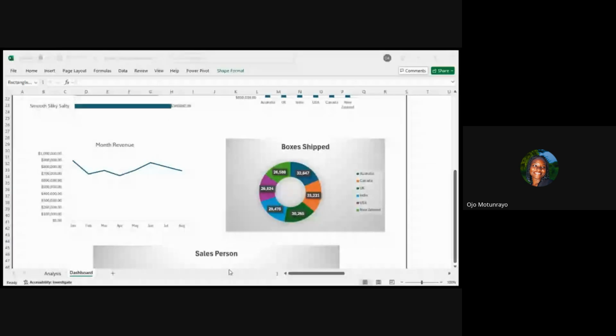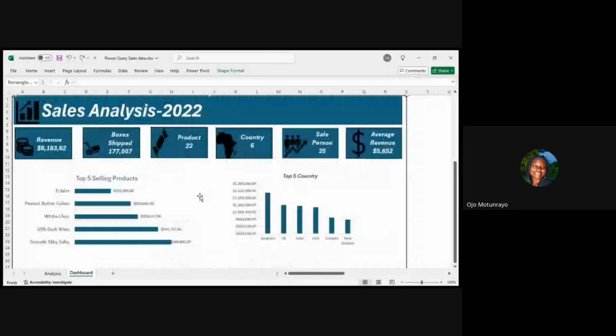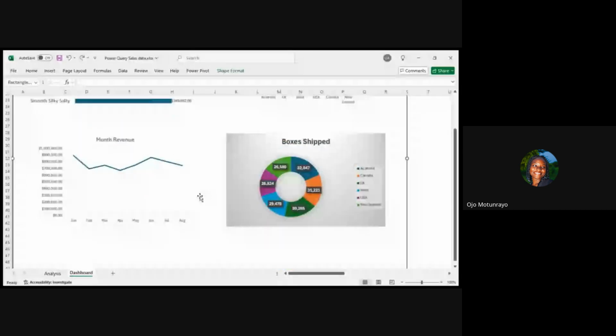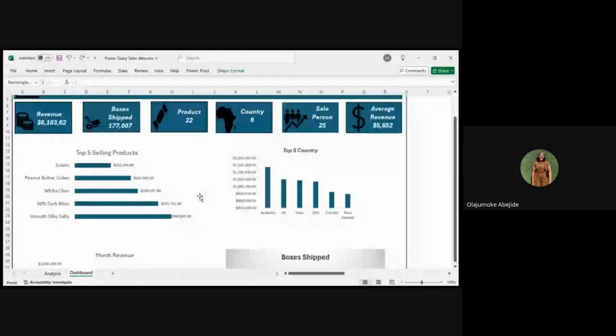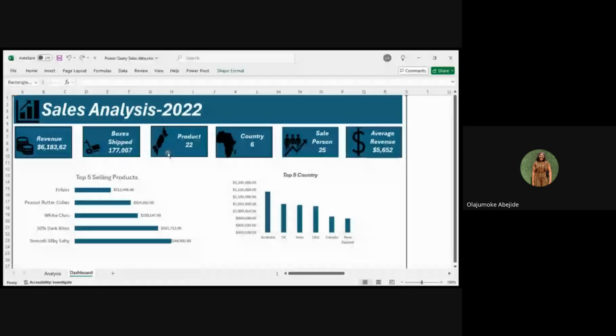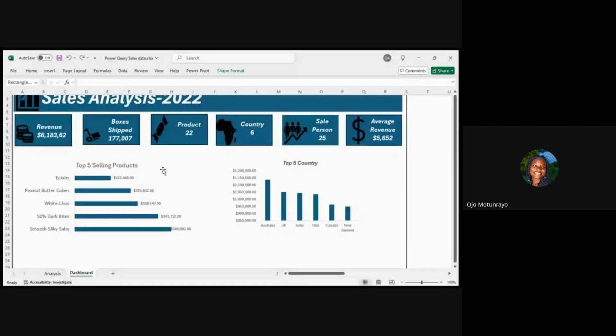Okay, so your dashboard is looking scattered. Like it's too long, we cannot see it at once on our screen. You have to keep moving up and moving down. Yes, sorry about that. Your icons are too big. It looks shouty.